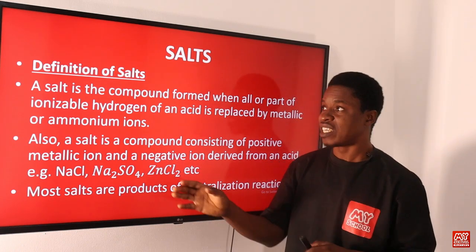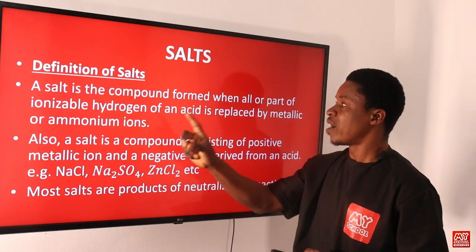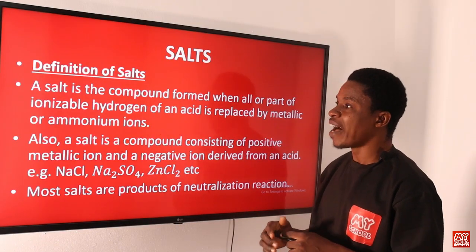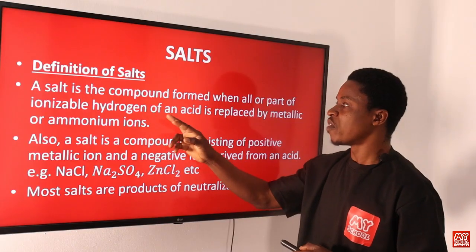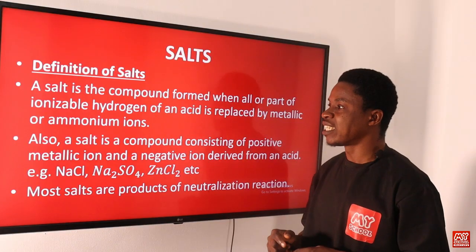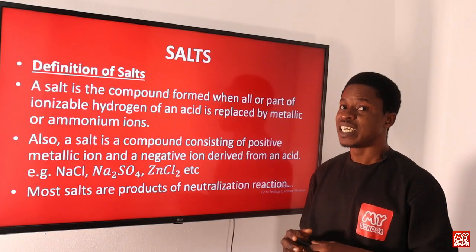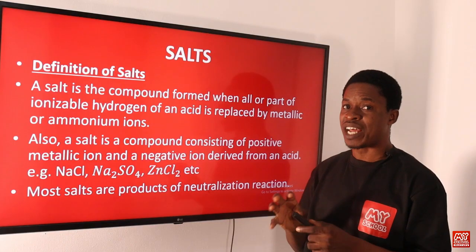So I want to reiterate that a salt is the compound that is formed when all or part of the ionizable hydrogen of an acid is replaced by a metallic or ammonium ion. Which means that the hydrogen that is not ionizable cannot be replaced.